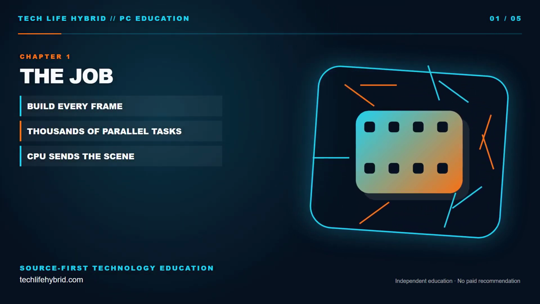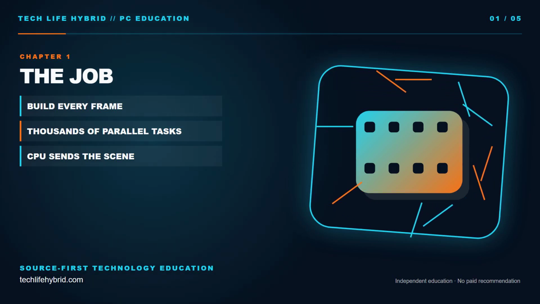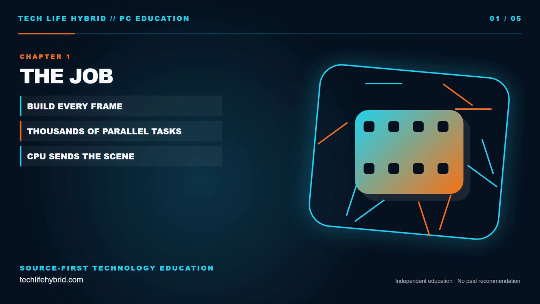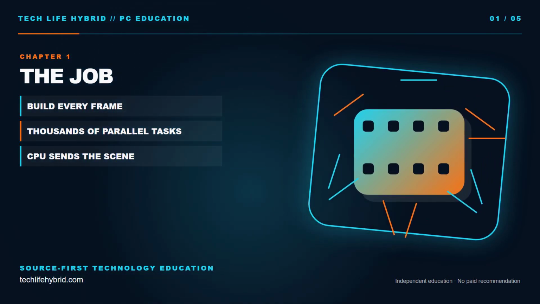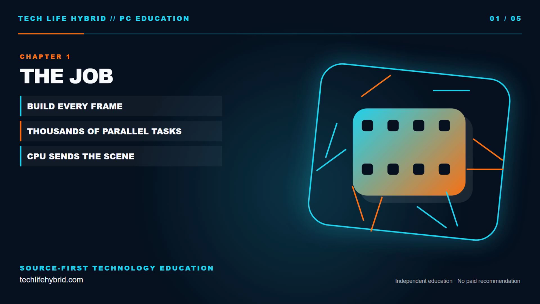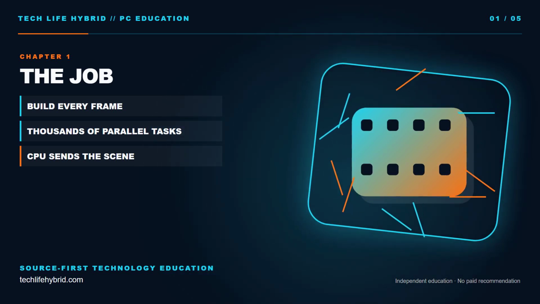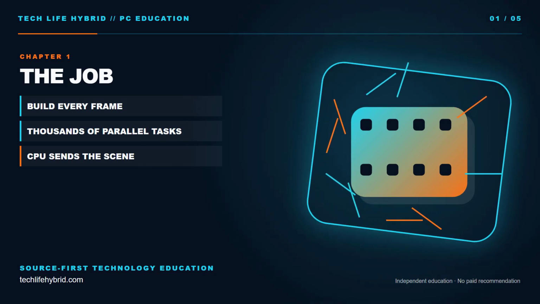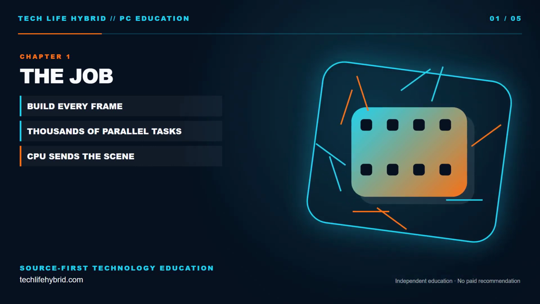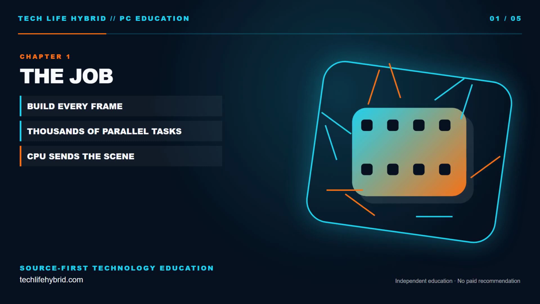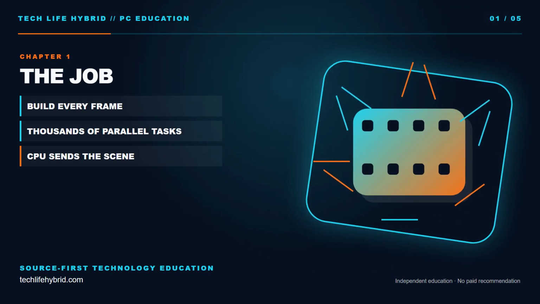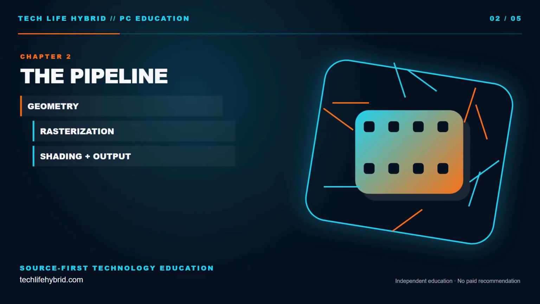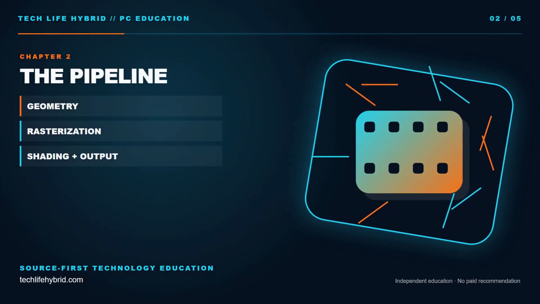The CPU prepares the game world. It handles logic, player input, artificial intelligence, physics instructions, and draw calls. The GPU receives scene data and turns it into the image on your display. For every frame, it transforms three-dimensional geometry, determines which triangles are visible, converts them into screen pixels, calculates materials and lighting, applies effects, and writes the final image.